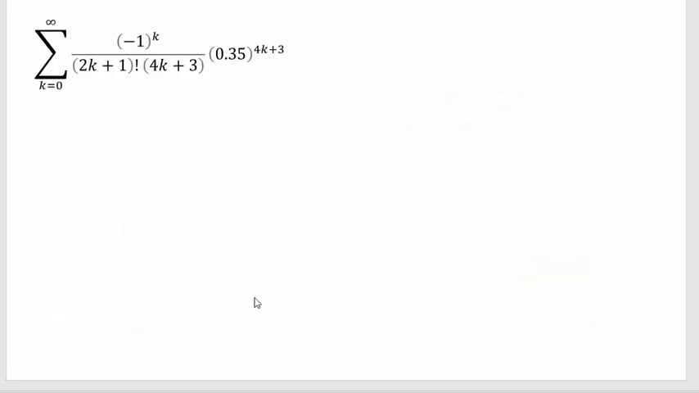All right, so here is the summation that we came up with. Now remember, we came up with this summation by evaluating the integral from 0 to 0.35 of sine of x squared dx. So this summation, whatever this value converges to, assuming it converges, is the value of the area under the curve of sine of x squared from 0 to 0.35.